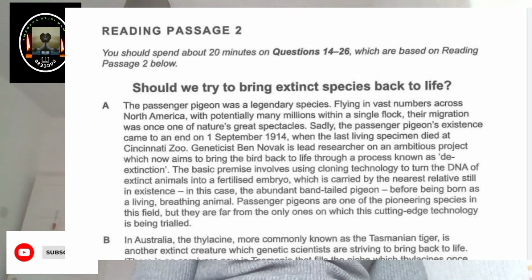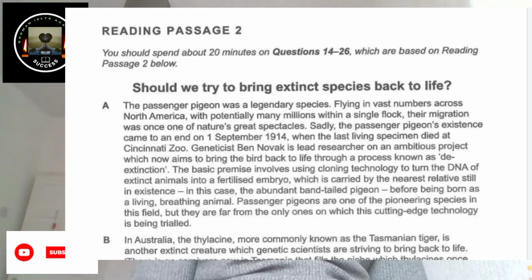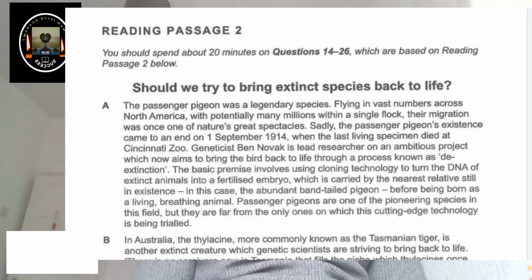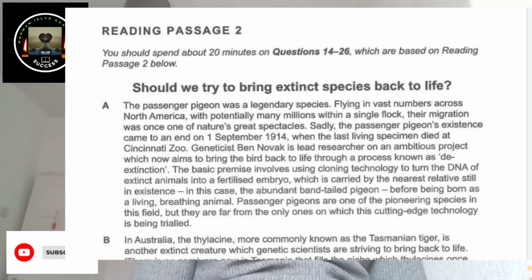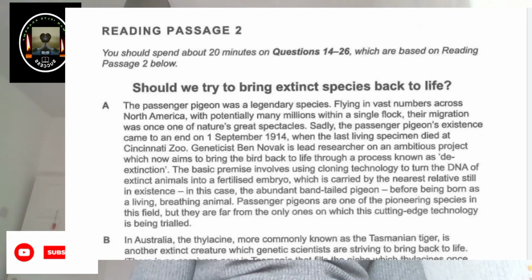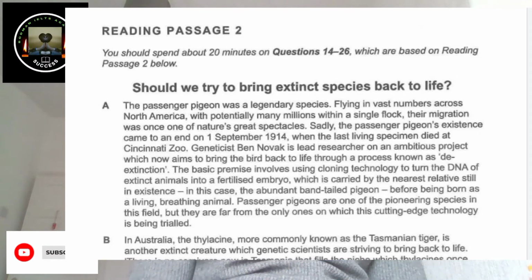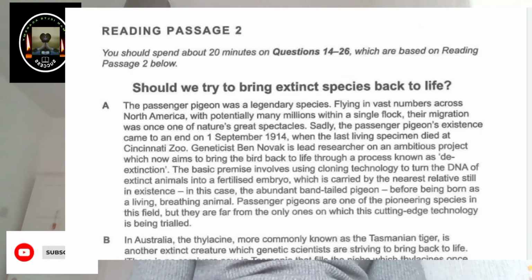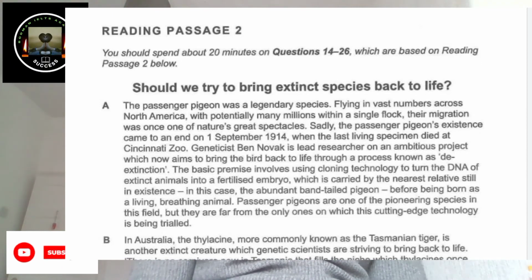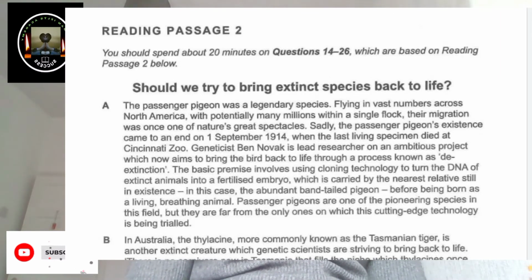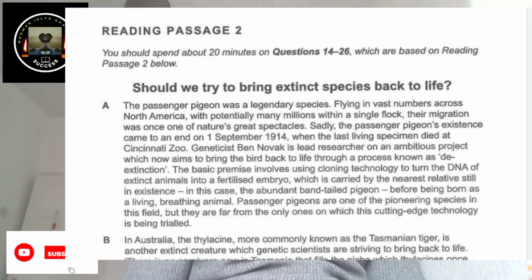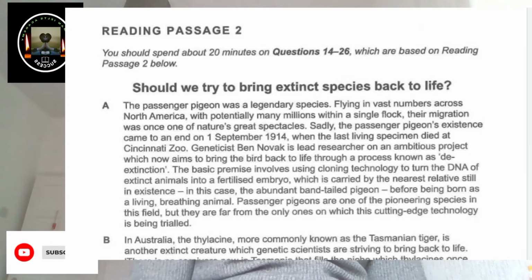Now, the basic premise involves using cloning technology. They are now explaining how he's planning it. The basic premise involves using cloning technology to turn the DNA of the extinct animal into a fertilized embryo, which is carried by the nearest relative still in existence, in this case the abundant band-tailed pigeon, before being born as a living, breeding animal. I don't know if you understand this part.